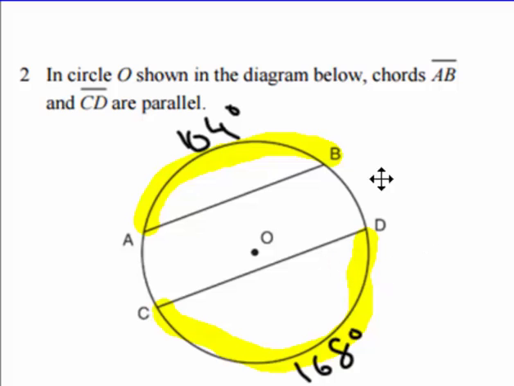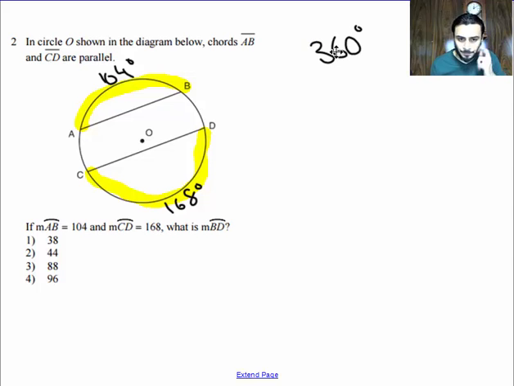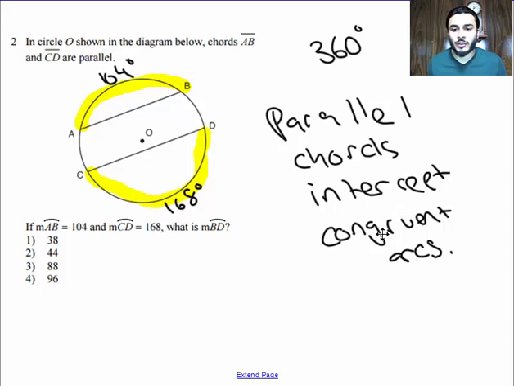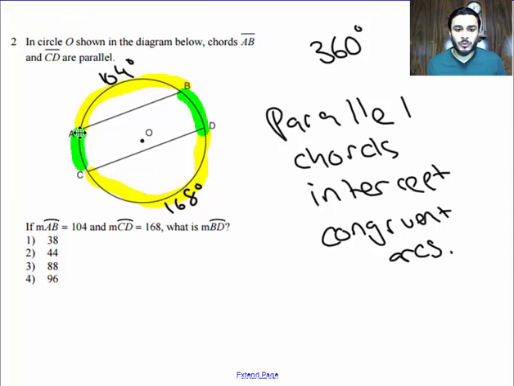Now, of course, the whole circle is 360 degrees. So to find the measure of arc BD, we have to keep in mind the theorem that says that parallel chords intercept congruent arcs. Parallel chords intercept congruent arcs, and all that simply means is that this arc here will be equal to this arc here since these two chords are parallel. So we know that these two arcs must be the same.